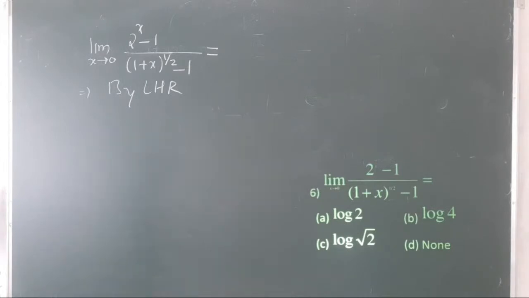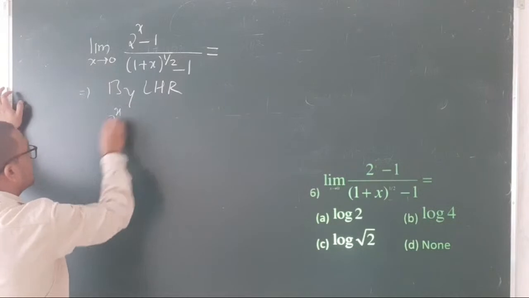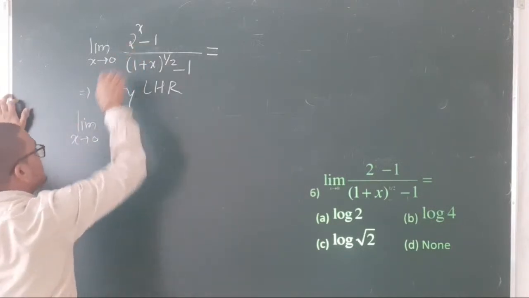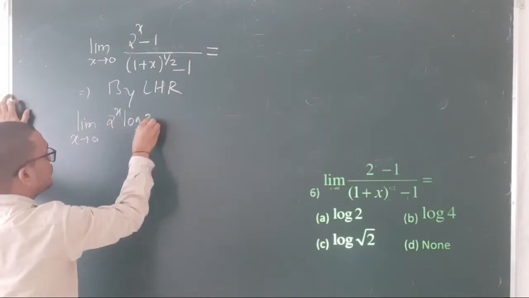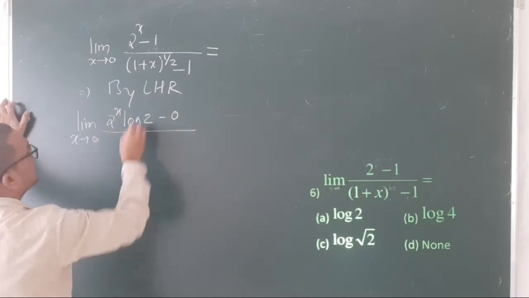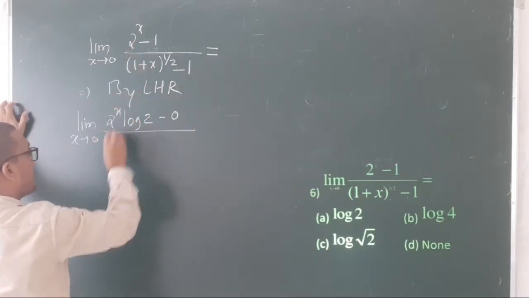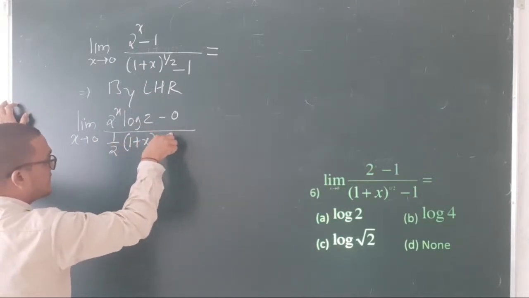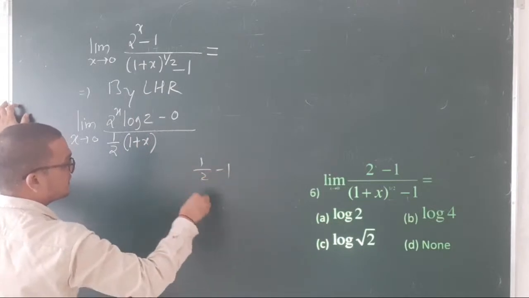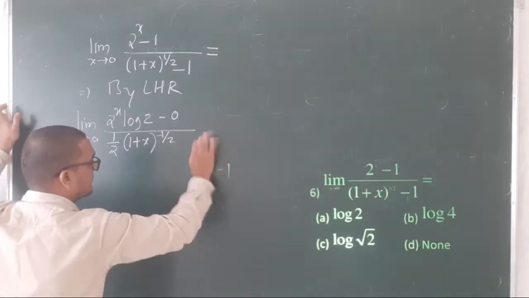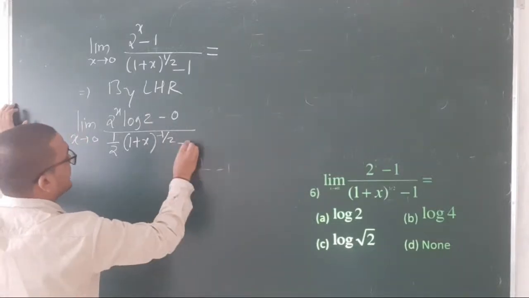So what is the derivative of 2 to the power x? Okay, I will write the limit. So the derivative of 2 to the power x is 2 to the power x log 2, minus 1 derivative 0, divided by, what is the derivative of 1 plus x to the power half? That is half into 1 plus x to the power half minus 1. How much is half minus 1? I think it's minus half, it's minus half, and minus 0.